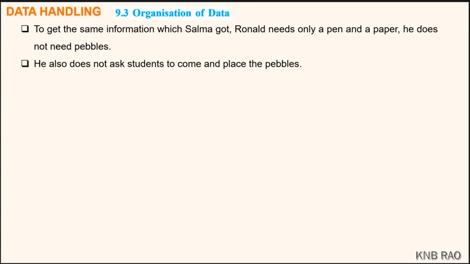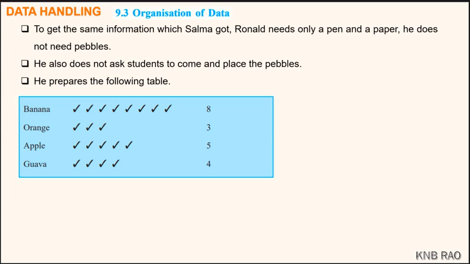Let us see what he is doing. He prepares the following table. How does he prepare the following table? This is the table. He writes banana, orange, apple, guava in one column, and he asks the students to raise their hand if they prefer banana, and he counts the number of hands and takes a count as 8. Similarly, he does for the other fruits too.